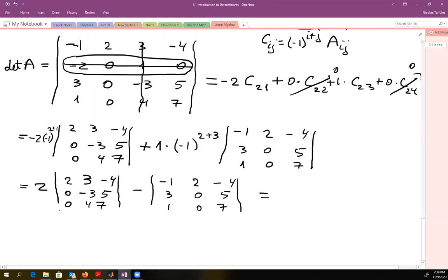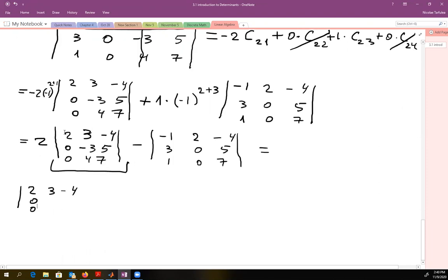Okay, so how do we compute these determinants? So let's compute the first one. So I'm going to compute this one. Okay, so which is what? How do I compute it? I expand down the first column. This is what I'm going to do.